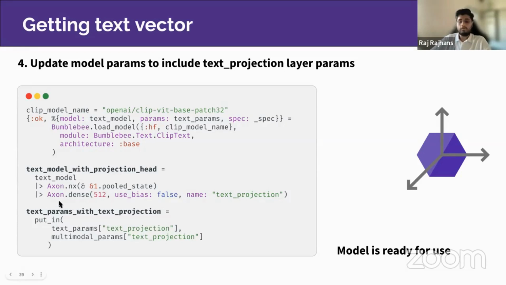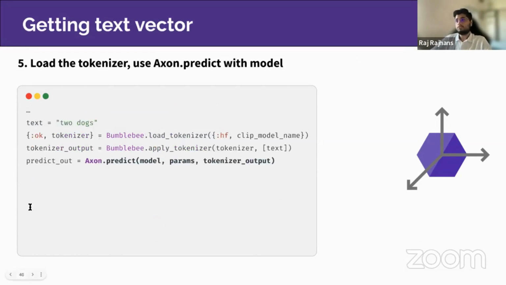So how to use it now? Now is the time to use those final model and final params. We'll use it by using accent.predict to get the output from the input text. But now the input for the model is not going to be a text string, right? It will be the tokens of that text. So we load the tokenizer that the clip model provides us, apply the tokenizer to the text, and use the tokenizer output with accent.predict along with the model and params.